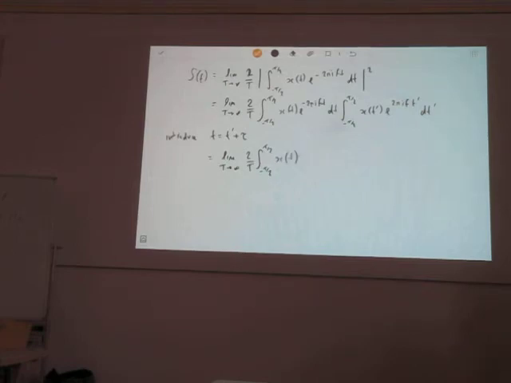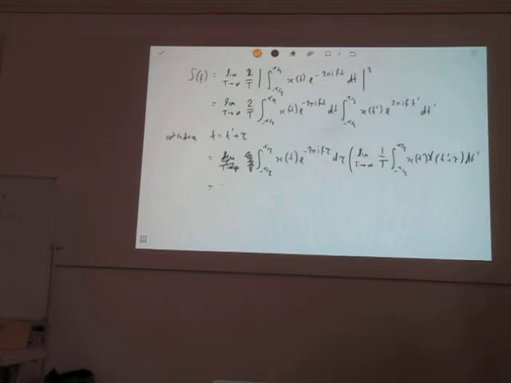With a little bit of rearrangement, you end up with something that looks like this, e to the minus 2 pi i f tau, d tau. I've got the limit in the wrong place. The limit goes here, as T tends to infinity of 1 over T, the integral from minus T over 2 to T over 2 of x of t prime, x of t prime plus tau, dt prime.